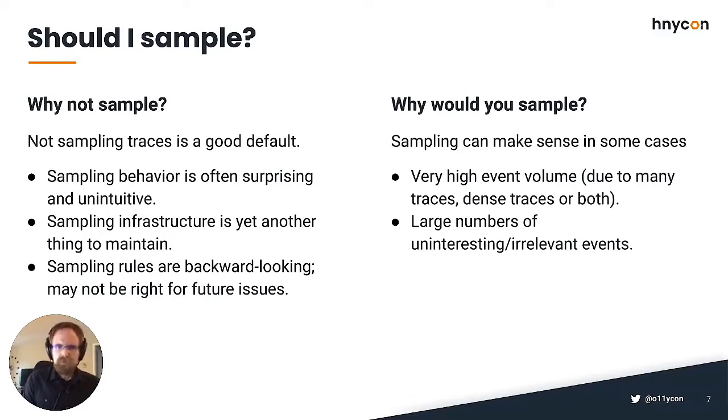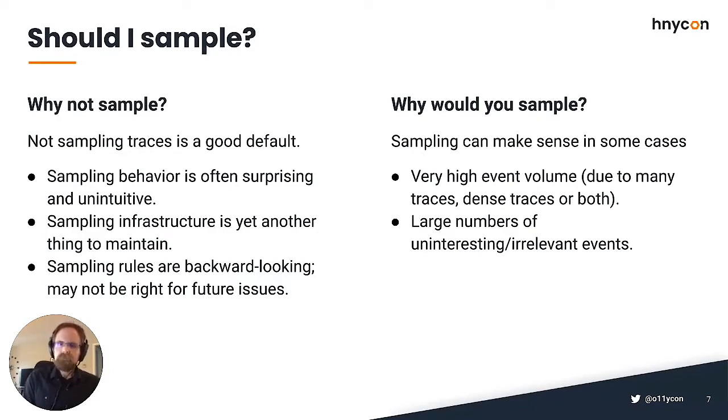On the other hand, sampling can make sense in some cases. If you have very high event volume, and this can be just due to a large number of traces or very dense traces, and what I mean by that is traces with a large number of events, or both. Or maybe you have events that are in general 95% of the time uninteresting or irrelevant.